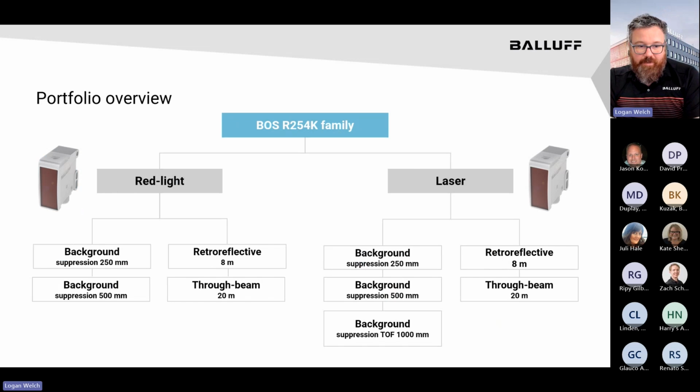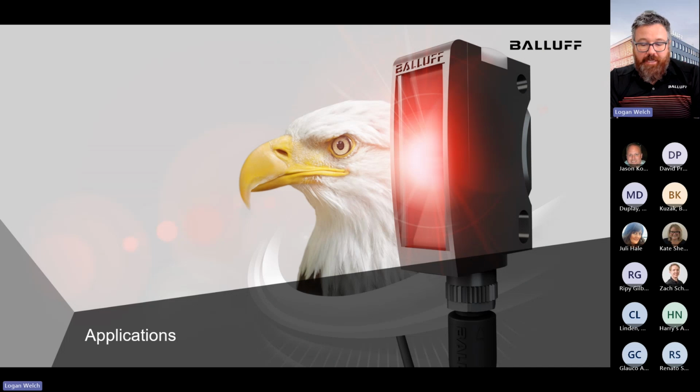Just really quick, we talked about standard red light LED versus laser. Both those technologies are in this style of sensor for us. We call it the 254K family. A little bit bigger than the 6K, but again, it comes with a lot more features when it comes to condition monitoring. But yeah, now here's the lightning round of applications, because we have 7 minutes left, and I promised 30 minutes or less.